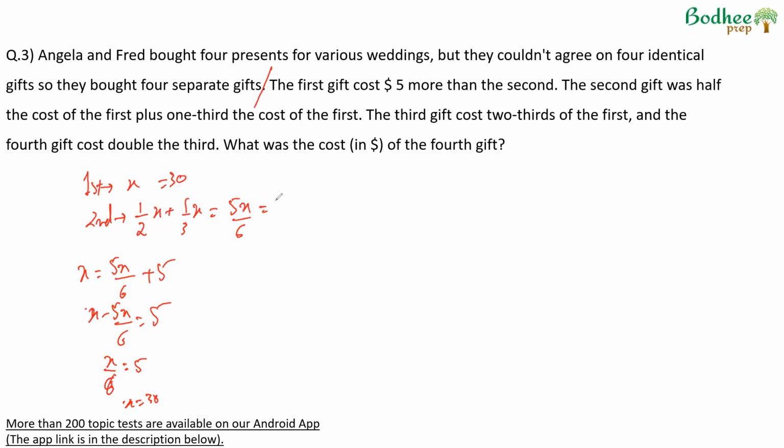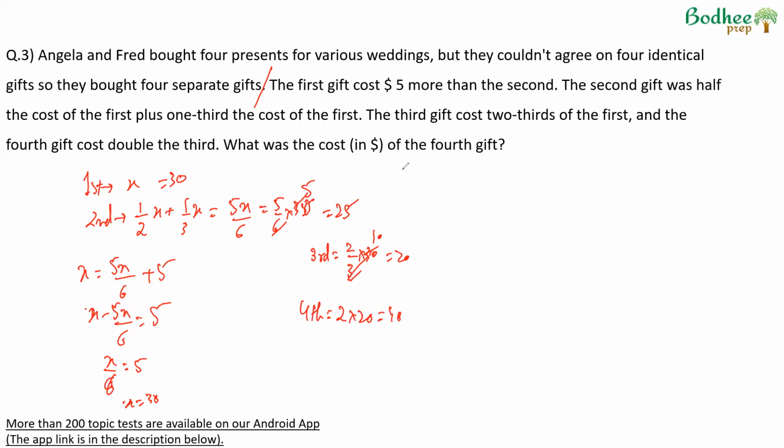The second one is 5 by 6 of 30. 6 5s are 30, $25. The third gift costs two-thirds of the first gift. So the third gift will be 2 by 3 of the first, which is $20. And the fourth gift cost double the third. So the fourth gift will be 2 into 20, that is $40.